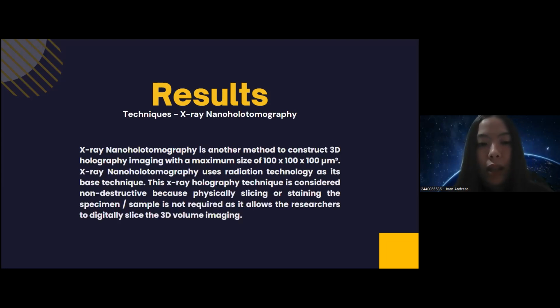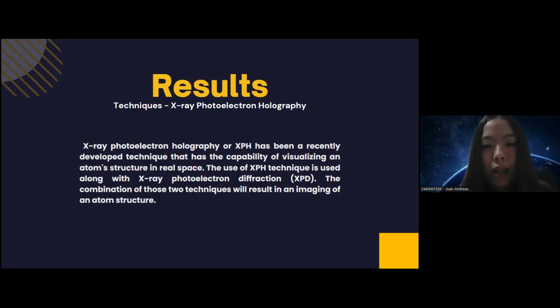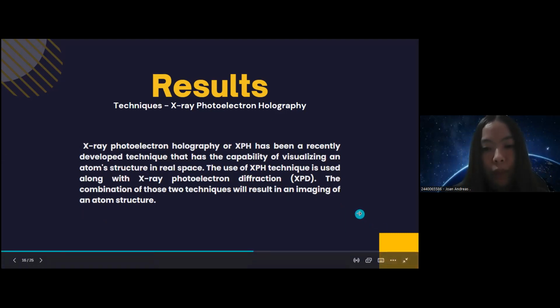The second one is X-ray nanoholotomography. It is another method to construct 3D holography imaging that uses radiation technology as its base technique. This X-ray holography technique is considered non-destructive. And the last one is X-ray photoelectron holography. It is a recently developed technique that has the capability of visualizing an atom structure in real space. It is used along with X-ray photoelectron diffraction. The combination of these 2 techniques will result in an image of an atom structure.